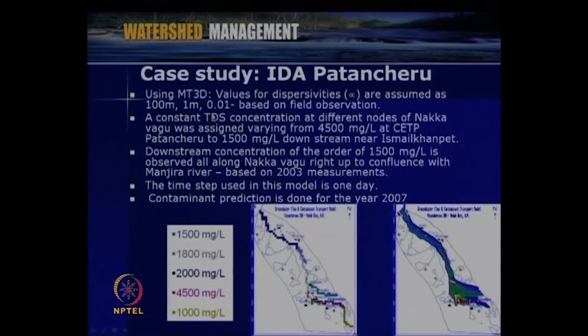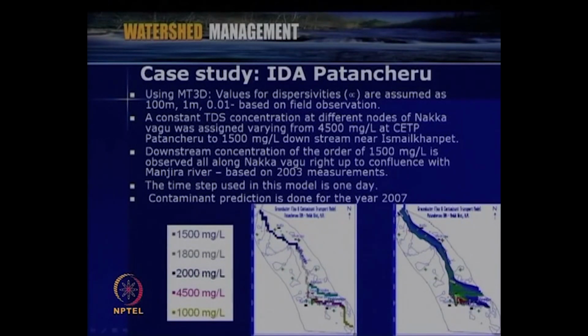And then we run another model called MT3D, mass transport in 3 dimensions, which is also a finite difference based model, by assuming dispersivity values of 100 meter, 1 meter and 0.01 based on field observation. Constant TDS concentration at different nodes of Nakavagu, which is this here, varying from 4500 milligram per liter to 1500 milligram per liter has been used. So, the main pollution was from this source.